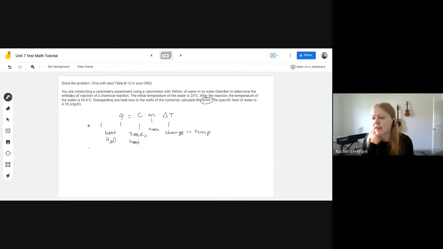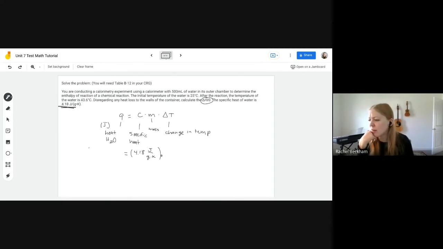Heat should be in units of joules or kilojoules, but joules should be involved in our final answer there. So all the other units should cancel out. The problem says the specific heat of water is 4.18. It gives it to us in the problem. So my specific heat is 4.18 joules per gram times Kelvin. It's a weird unit. See how I'm putting it in exactly the way it is here. So I'm just plugging that in.